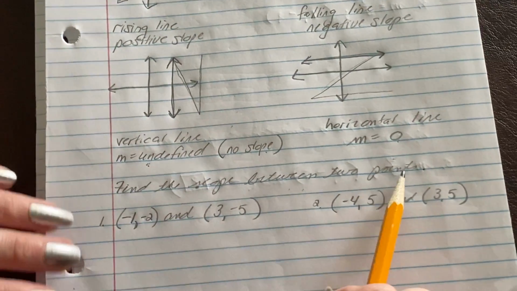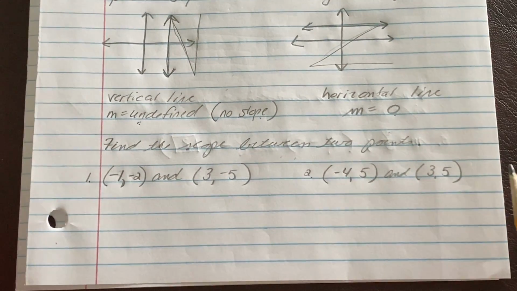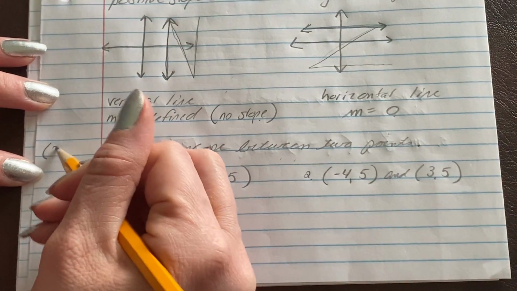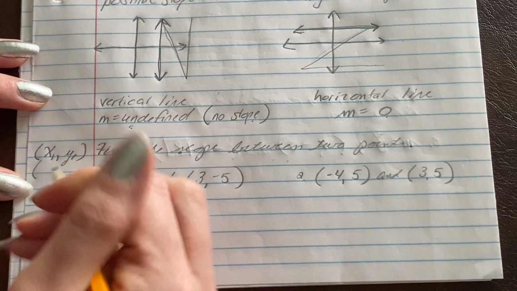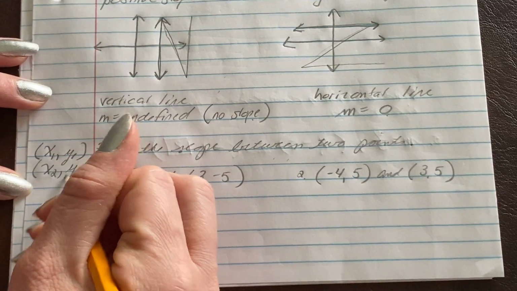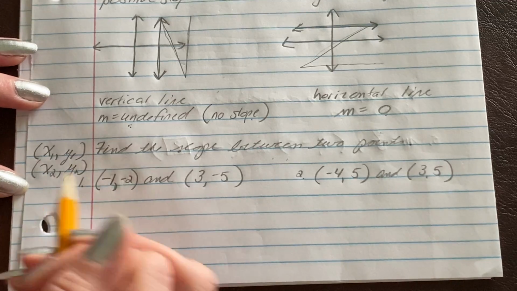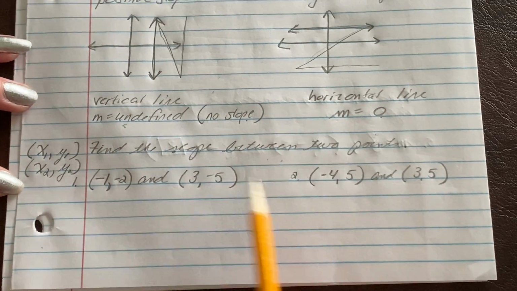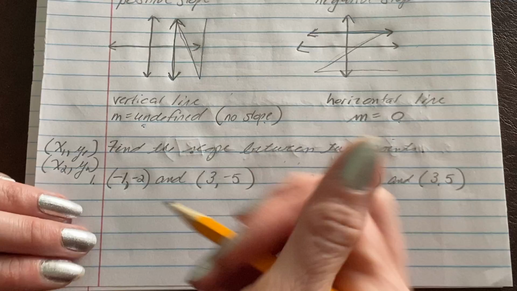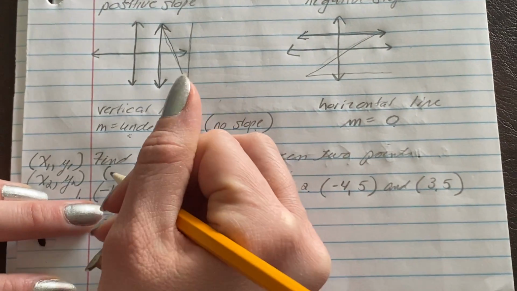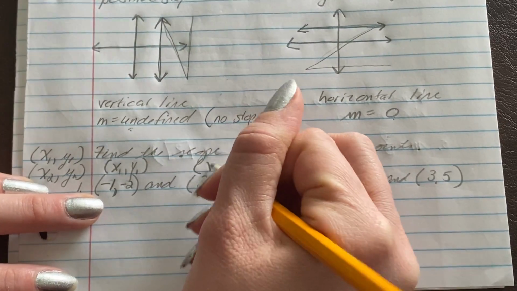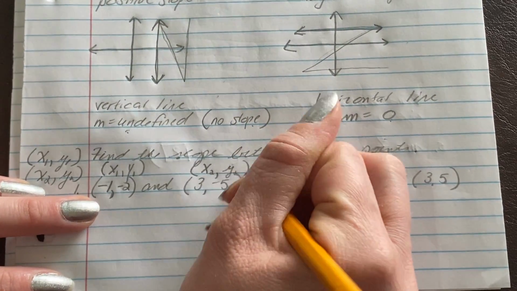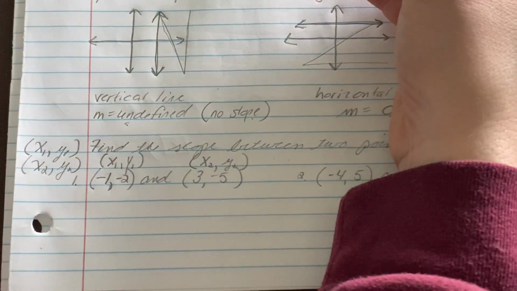All right, now if we're finding slope between 2 points, just like what we did with the distance formula, you're going to designate your points as x1, y1, standing for one ordered pair, and x2, y2, standing for another ordered pair. It doesn't matter how you designate these. Just be consistent. So if you call the first ordered pair x1, y1, then the second ordered pair is x2, y2. We're going to plug these into our slope formula and then simplify.